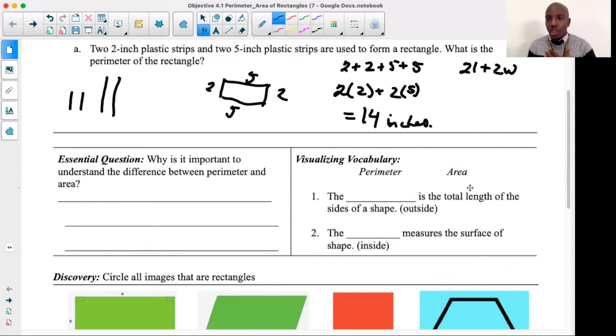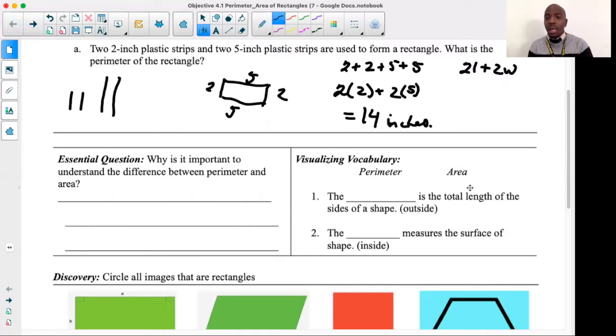I'm not trying to trick you. How the words show up at the top is exactly where they fit in their sentences. The perimeter is the total length of the sides of the shape. That's what the perimeter is. The area measures the surface of the shape, right, which is the inside. So the way I want you to think about it is perimeter is outside, area is on the inside, okay? Perimeter outside, area on the inside.